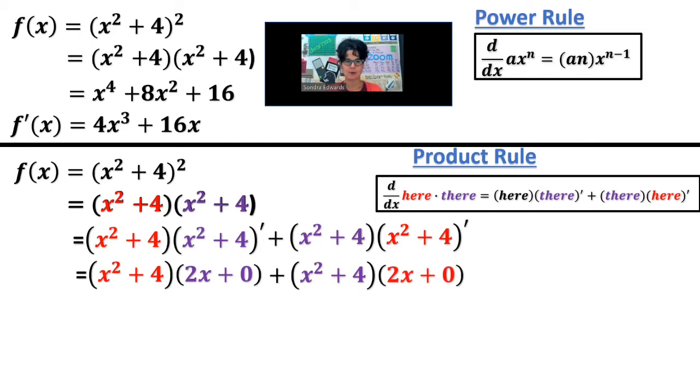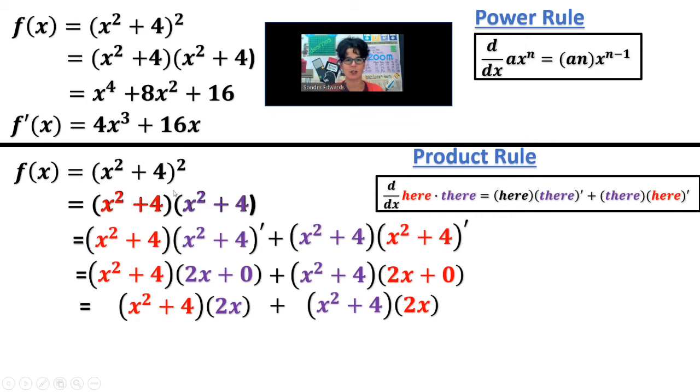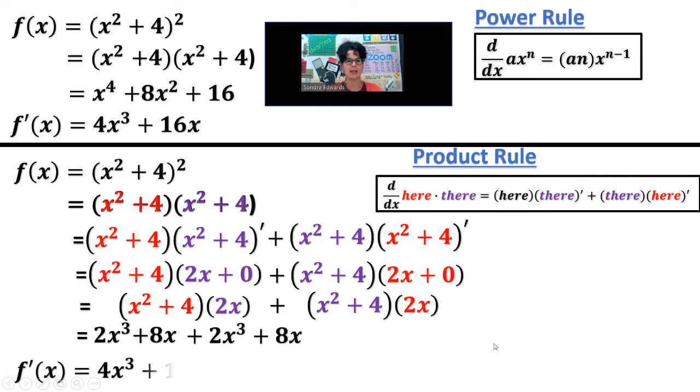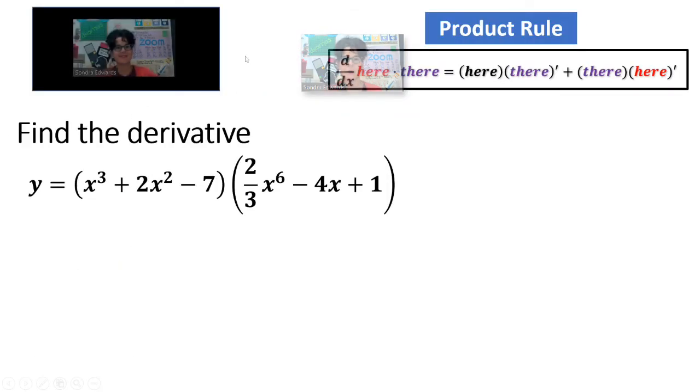And now we just want to simplify. So as I go to simplify, all I did was say plus 0 is nothing. Maybe a little overkill on the work here. All right, distribute the 2x through. Distribute this 2x here through, and then combine like terms, and we get the same answer. I think you would agree in this particular case, the power rule would have been a bit faster. Okay, but we're going to practice the product rule.